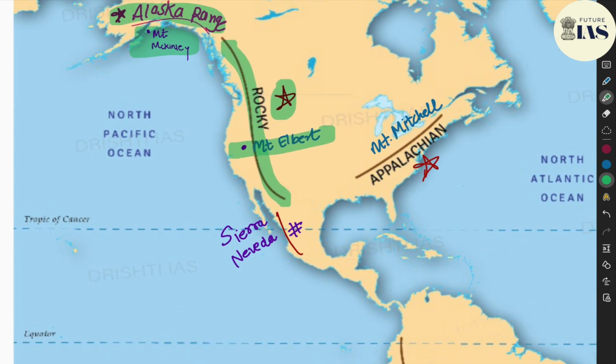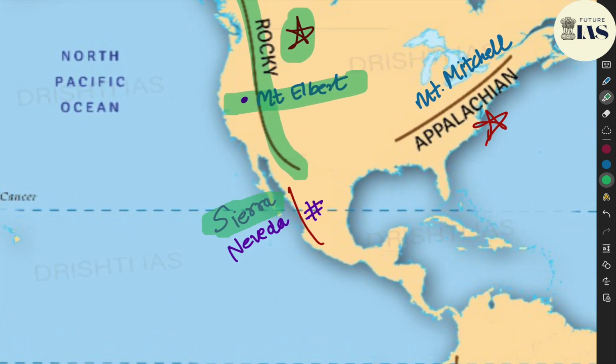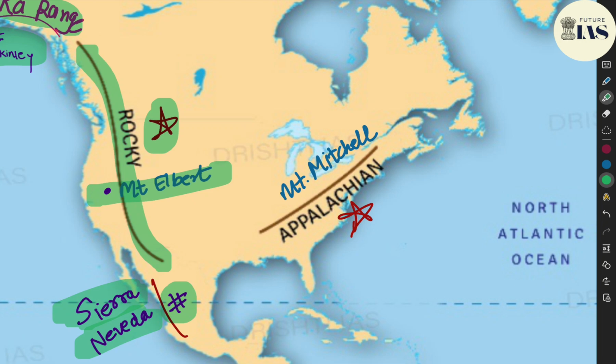And here just near California, we have a mountain range, Sierra Nevada, which is a block mountain range. And just below the Great Lakes, there is the Appalachian mountain range, which is a fold mountain range. The highest peak of this mountain range is Mount Mitchell.